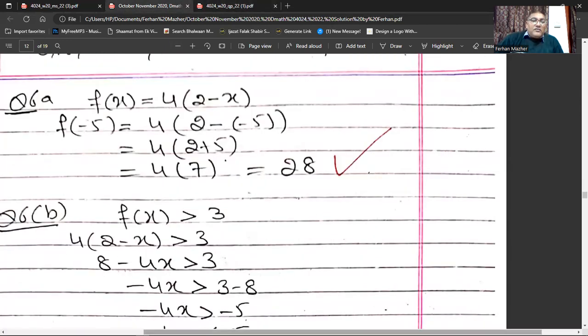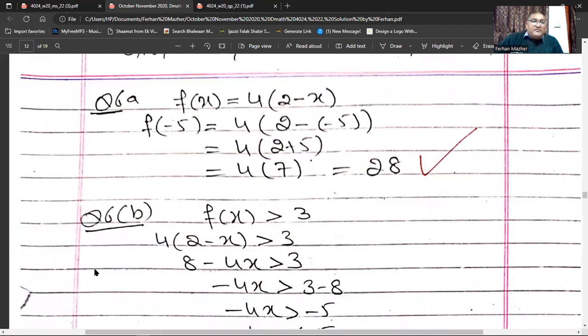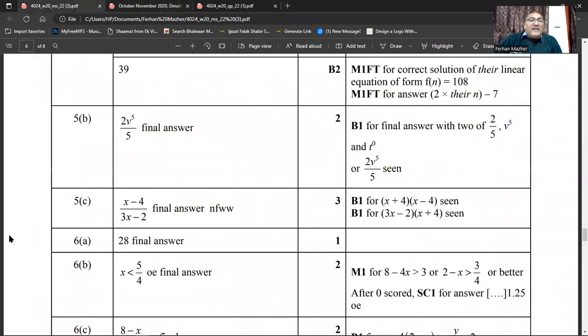So here we have f of x is equal to 4(2 minus x). f of minus 5 is equal to 4(2 minus (minus 5)). So you will have 4(2 plus 5). So it will be 4 into 7 and that will be 28. So f of minus 5 will be 28.